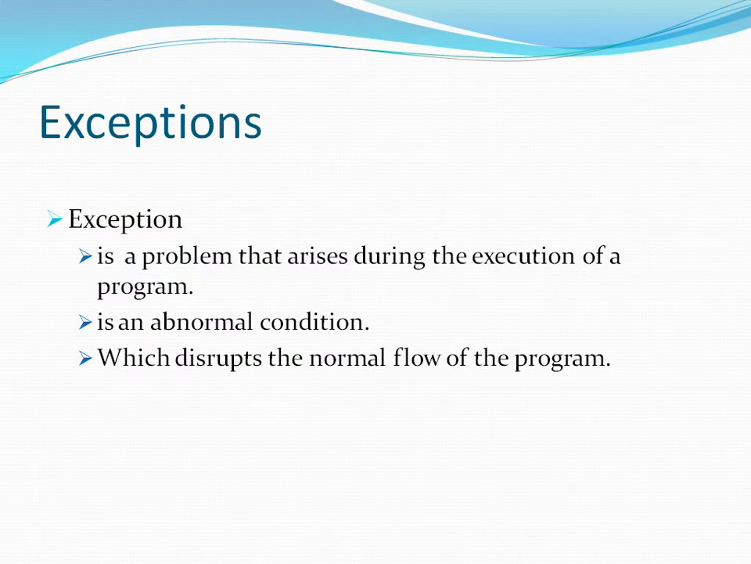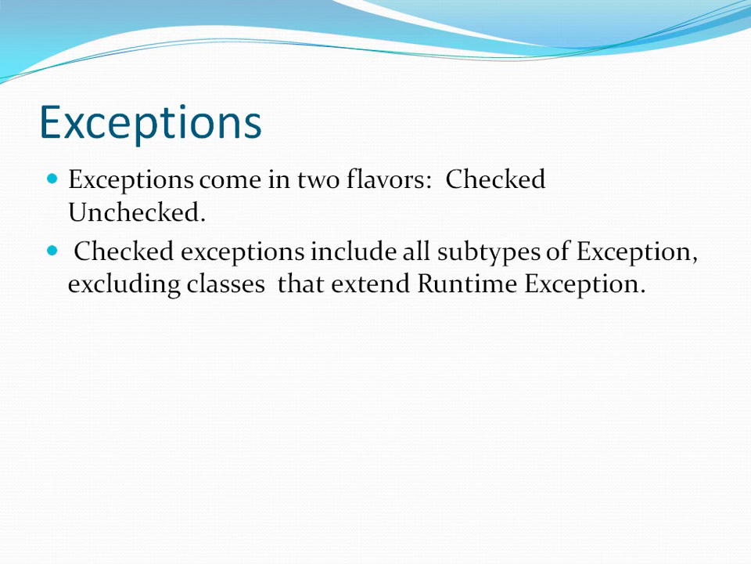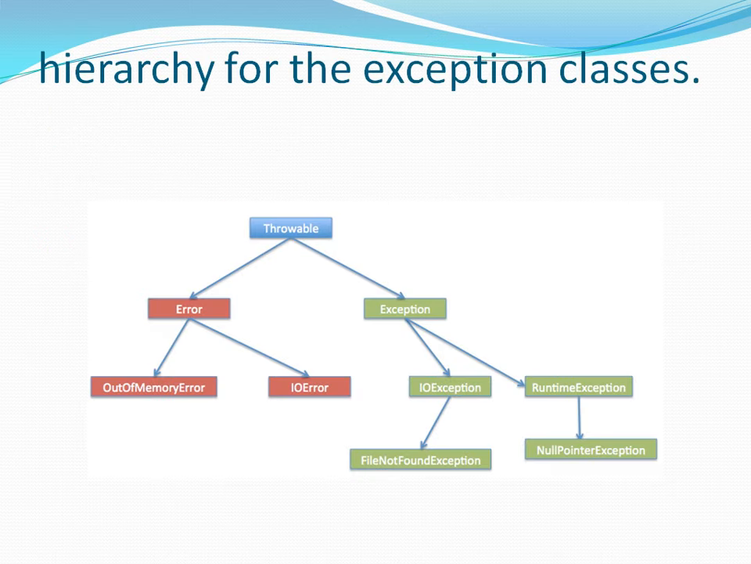So what is an exception? Exception is nothing but a problem which arises due to the execution of the program. It is an abnormal condition which will disrupt the normal flow of execution. Then there are 2 flavors, checked and unchecked, or compile time and run time. This is the hierarchy which we have studied. In this chapter we have only studied runtime exception. In the next chapter, serialization, we will study compile time also.